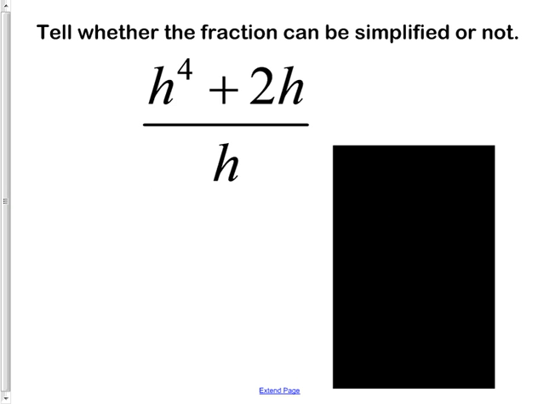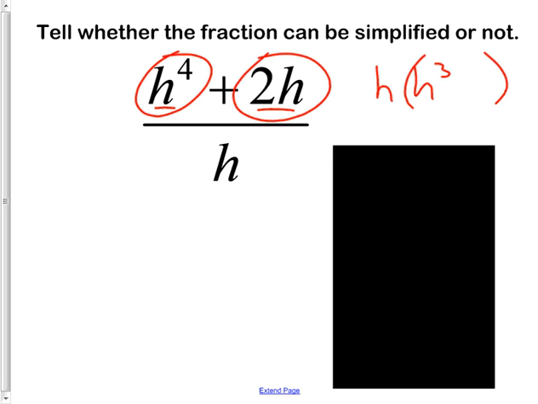All right. Tell whether the fraction can be simplified or not. And here's the way I want you to think of it. When they get to more complicated ones like this, factor whatever you can out of the top. Once I see there's an h in both of them, I factor it out, and I see what I have left. What would be left if I factored an h out of this? H to the third, plus 2, all over h. Now, these h's can simply cancel, and the answer is h to the third plus 2.